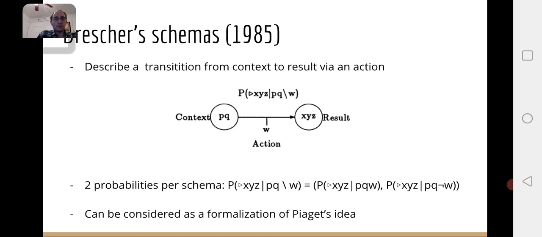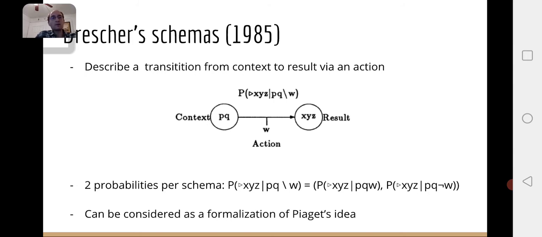So this approach, the schema mechanism, when it uses the schema, will evaluate how much more likely it is to get XYZ in circumstance PQ when W is executed over the case when it's not executed. And depending on whether the difference is large enough, it will decide to take the action to get XYZ.